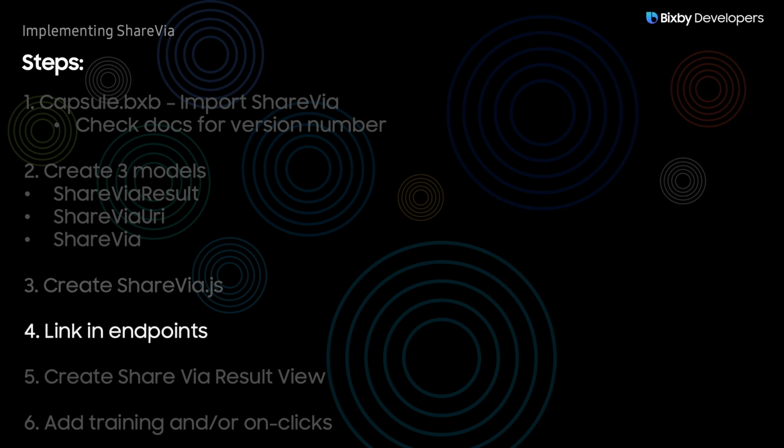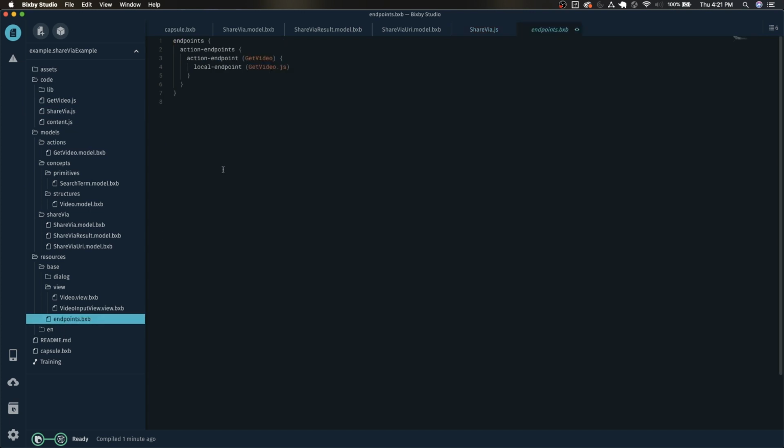The next step is to link it real quick in the endpoints. So in your endpoints, just add a new one called ShareVia. And the local endpoint will be the JS file that we just made. And the accepted inputs will be video, intent info, select app result, and viv context. And you can also copy paste this little segment from the example capsule as well.